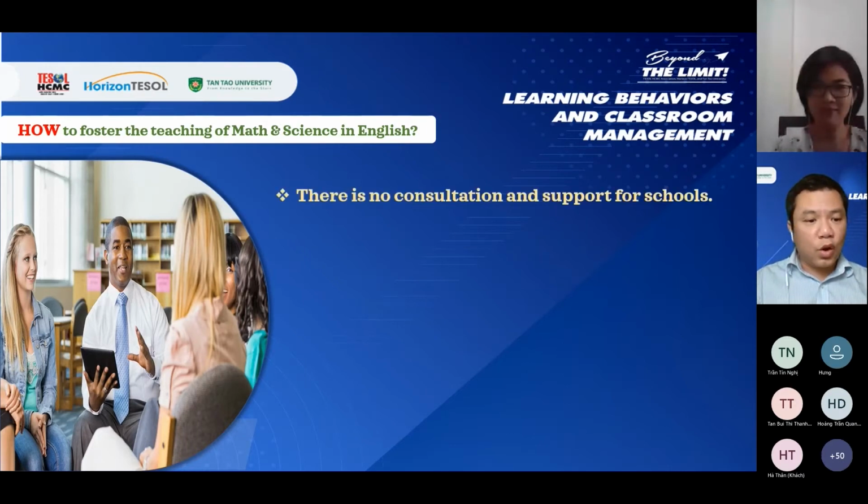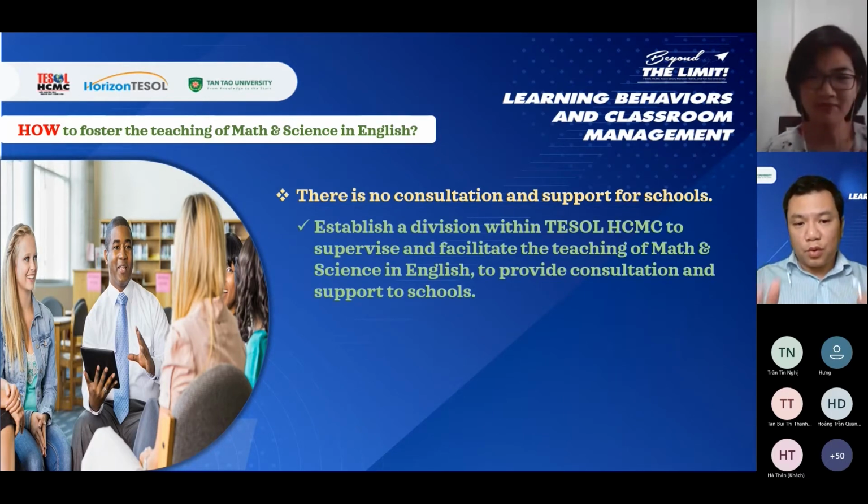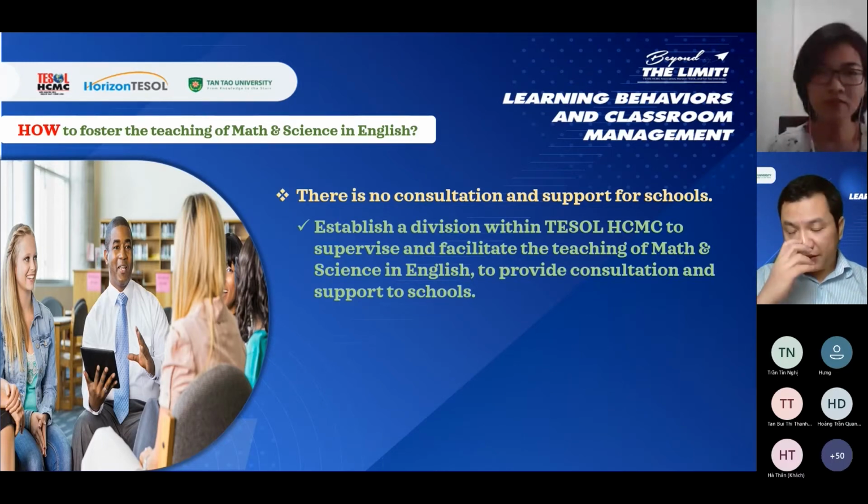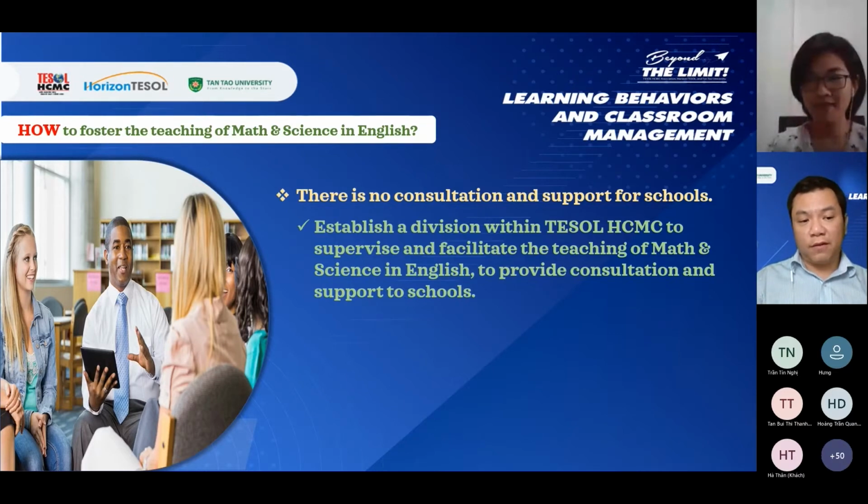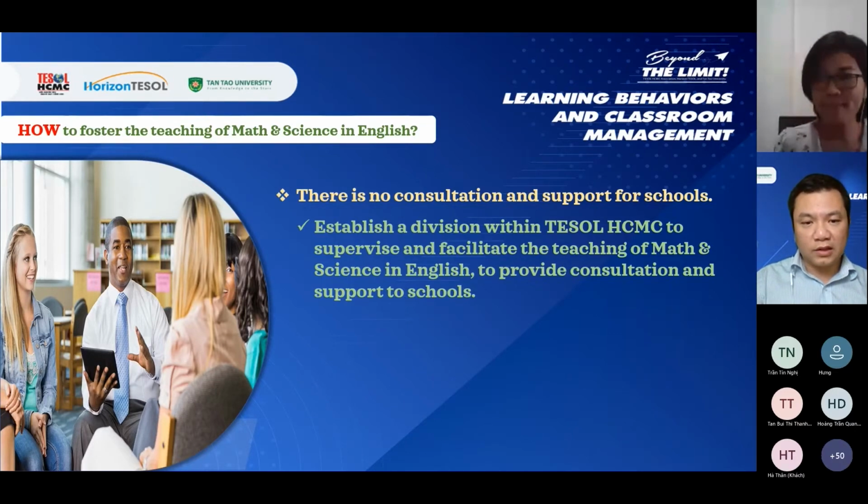The next problem is that there is no concentration of support for schools who want to implement this program. Again, this is completely within the purview of the TESOL and CMC Association. We can establish a division within the association to supervise and facilitate the teaching of math and science in English and to provide consultation or support to schools. For example, a high school, a middle school, or even an elementary school that wants to teach math and science in English to the students can come to the TESOL and CMC Association and talk with people in this division to get advice about where to start and how to implement such a program, and we provide advice for them. So I'll be willing to do this for the association too.